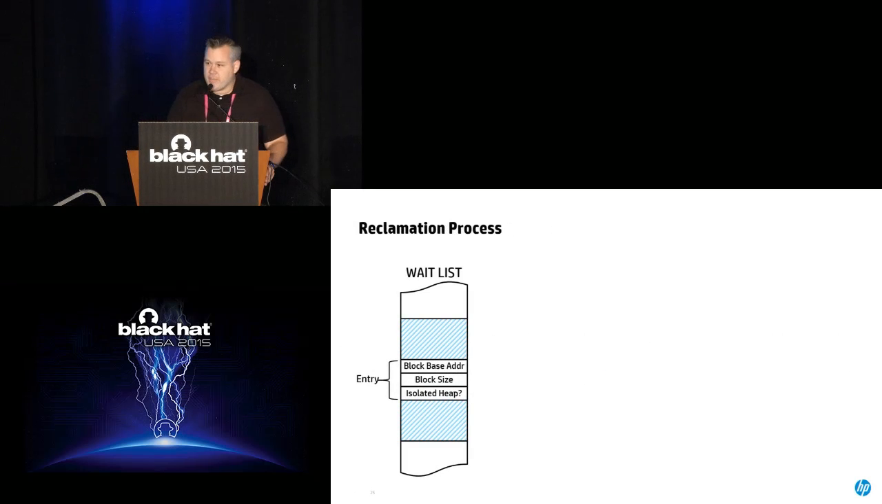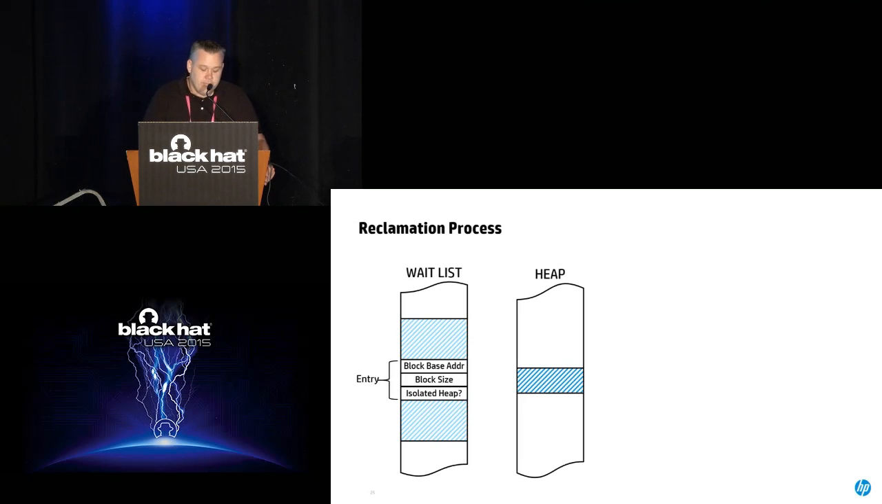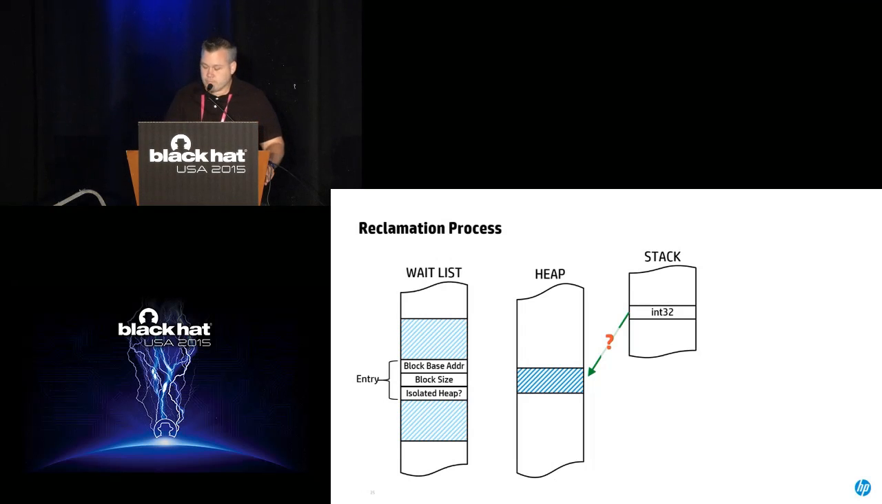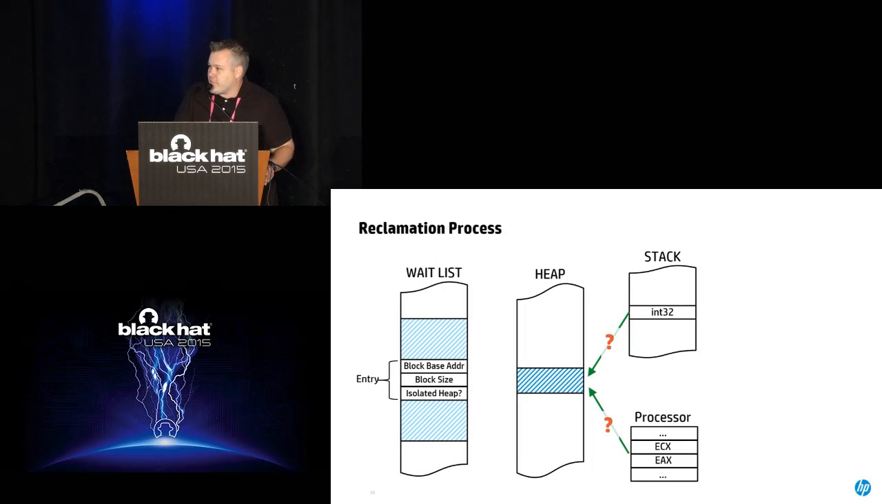So how does the reclamation process work? Well, it traverses every entry on the waitlist to determine if it's still being referenced. So here we have an entry referring to a block on the heap, and the first thing it does is check to see if there's a reference on the stack to this block. Then it checks the process registers to see if there's a reference to this block in the registers.